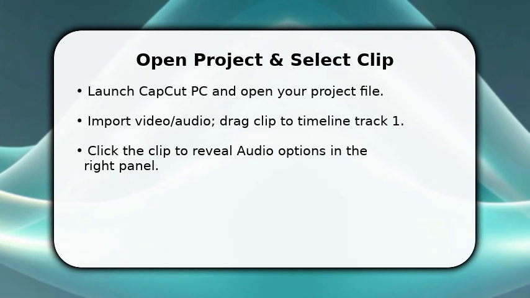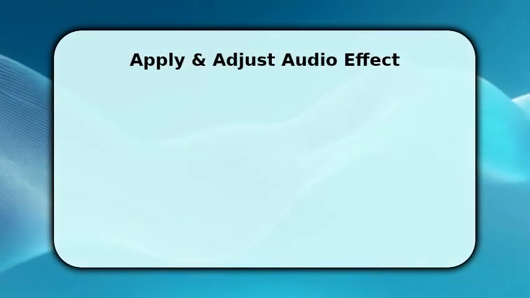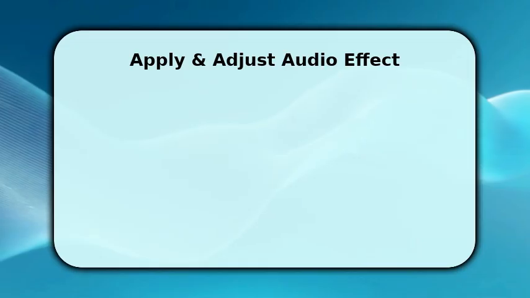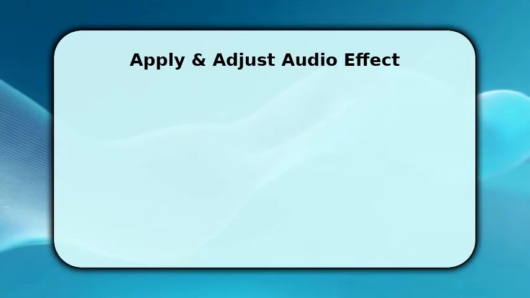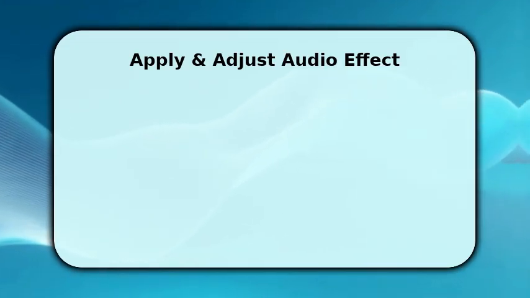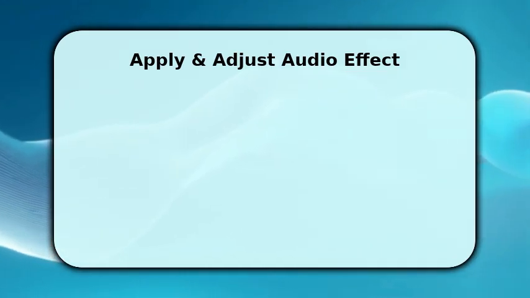You now open the audio section and choose effects. Capcut lists presets like reverb, echo, and bass boost. Select the effect to apply it to your clip. Once applied, adjust the intensity and duration using the on-screen sliders or numeric fields so the change fits the scene.